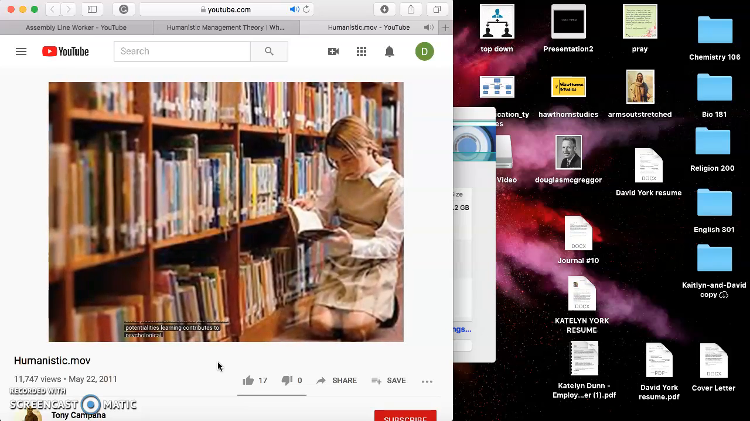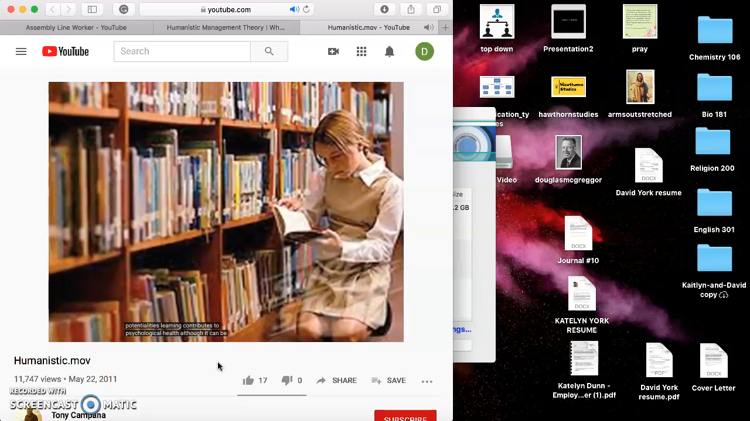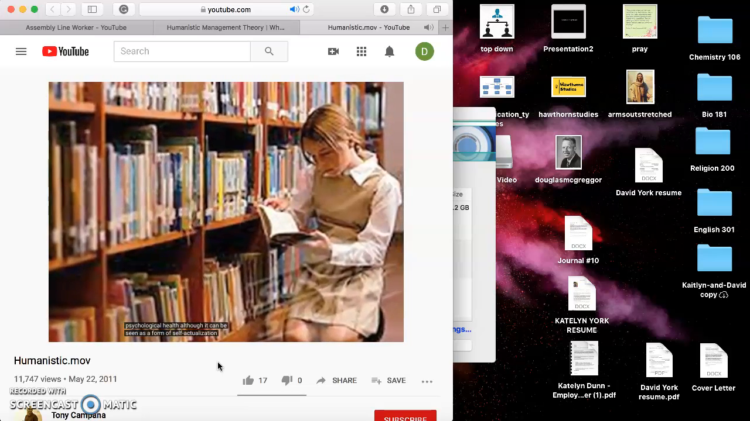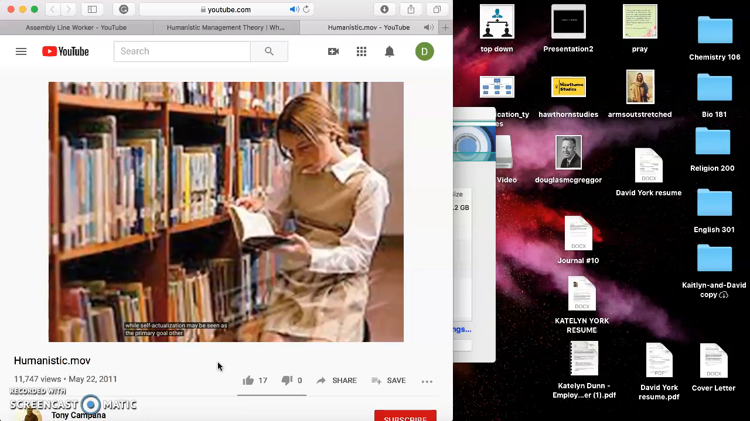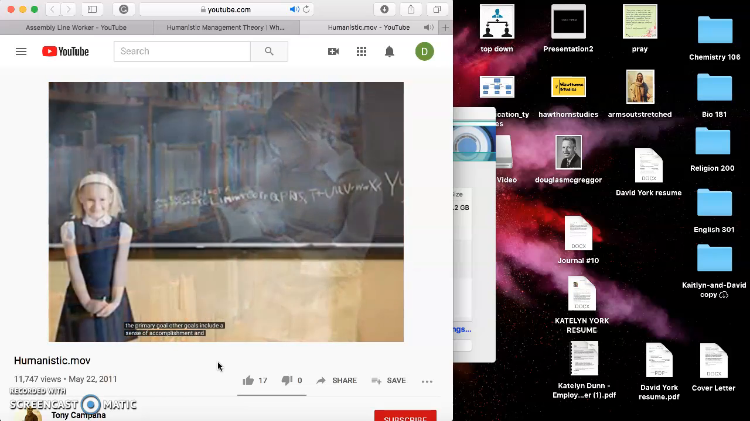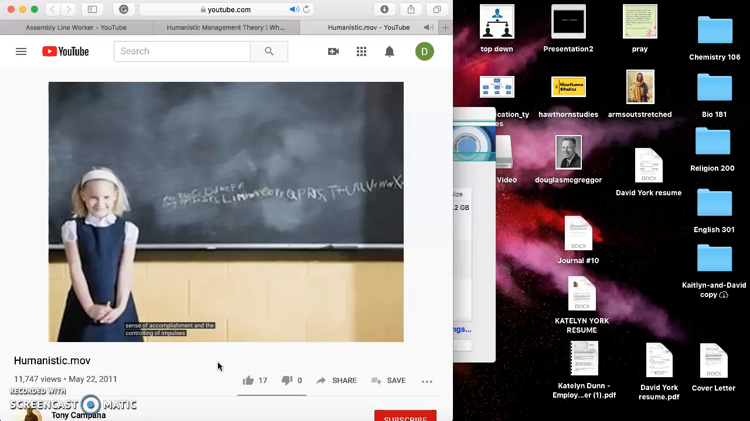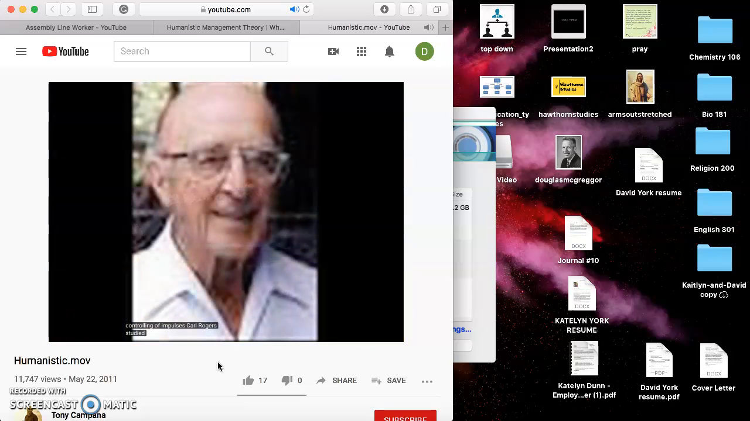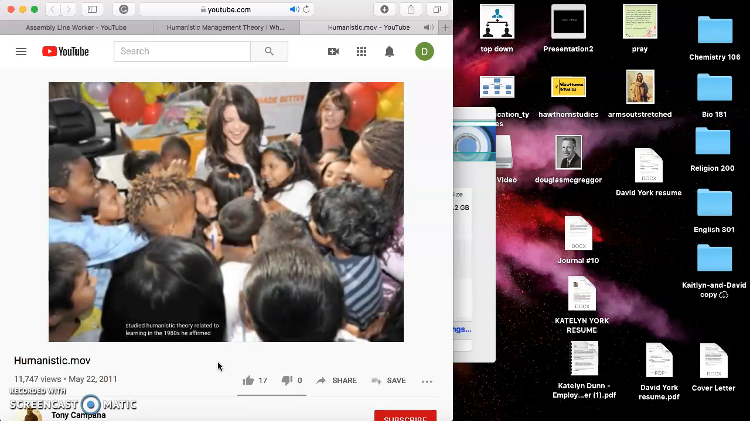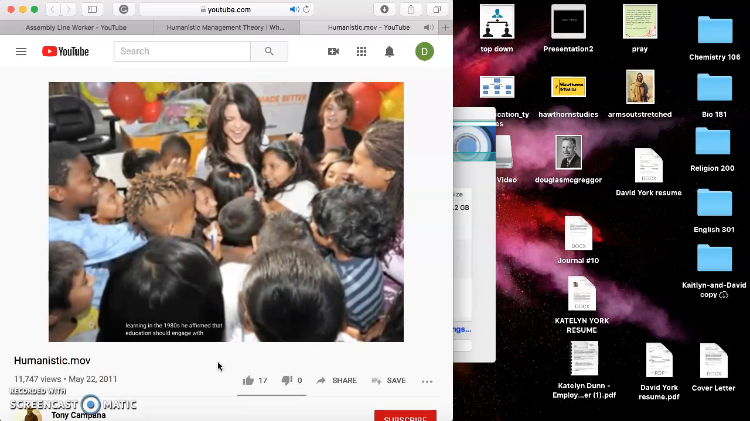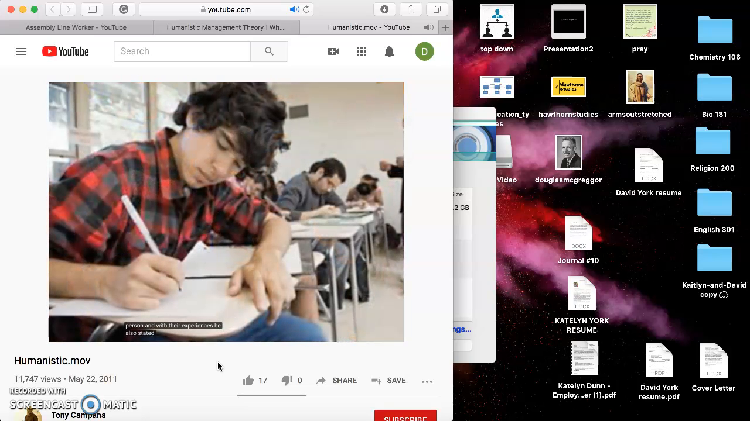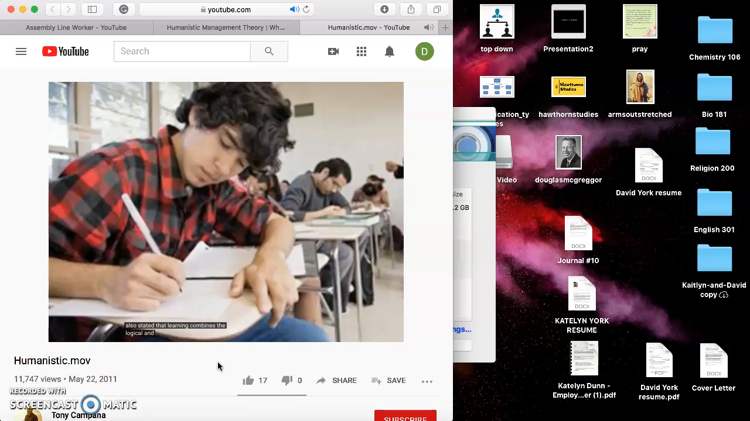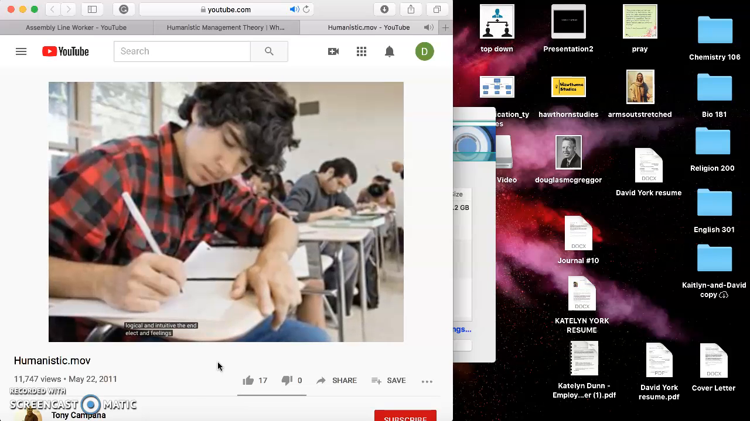Learning contributes to psychological health, although it can be seen as a form of self-actualization. While self-actualization may be seen as the primary goal, other goals include a sense of accomplishment and the controlling of impulses. Carl Rogers studied humanistic theory related to learning in the 1980s. He affirmed that education should engage with the whole person and with their experiences. He also stated that learning combines the logical and intuitive, the intellect and feelings.